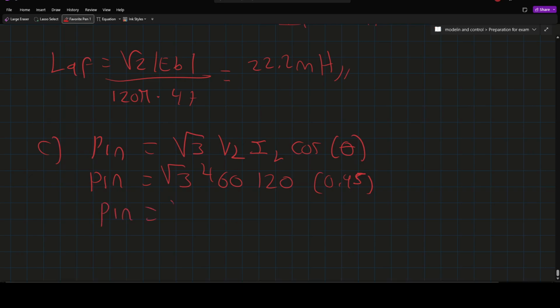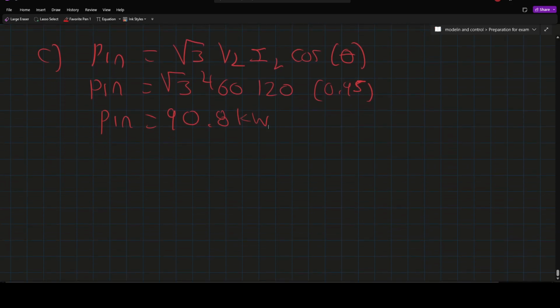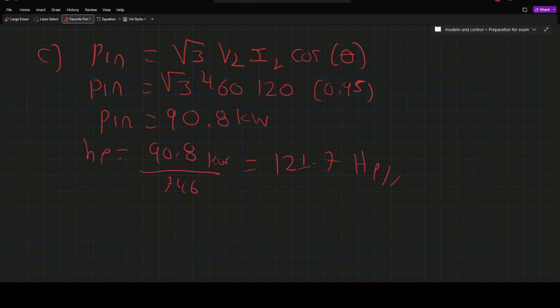Our power is going to be 90.8 kilowatts. To change this to horsepower, we just need to divide by 0.746. So 90.8 over 0.746. This is in kilowatts. This gives us 121.7 in horsepower.